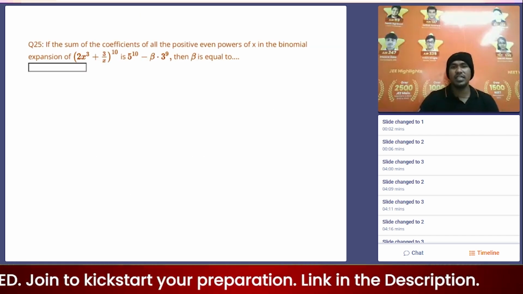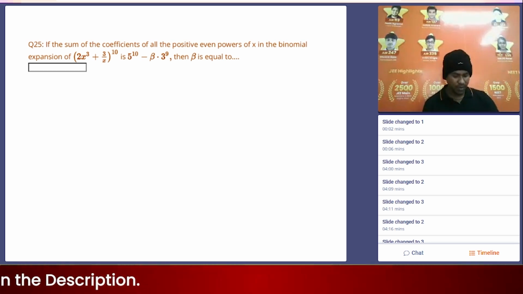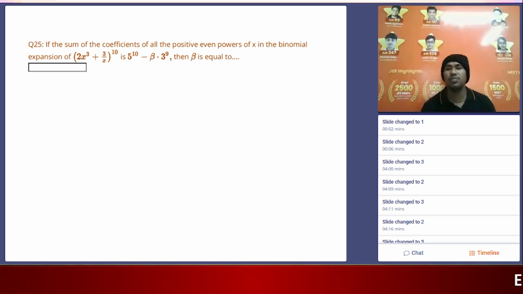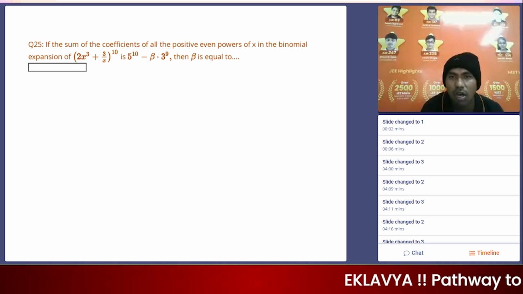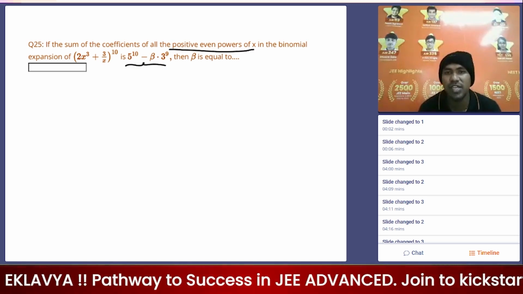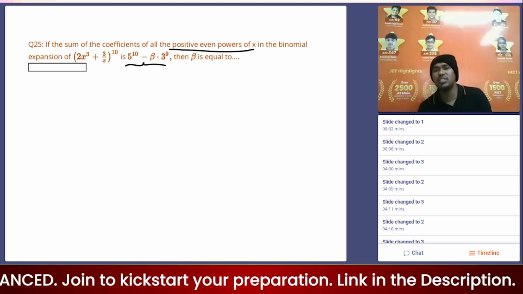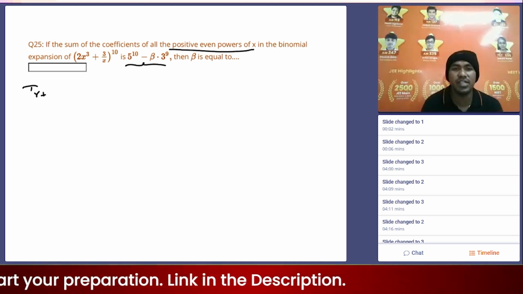Yes. Let's take the last question. Yes, 25th question. What they mention: if the sum of the coefficients of all the positive even powers of x in the binomial expansion is given as 5 power 10 minus beta times 3 power 9, then what is the beta value? Okay. First we will take the general term.